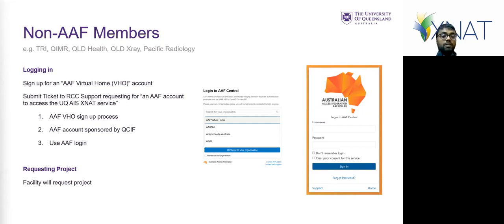And remember, when you have an AAF virtual home account, from the drop-down list, you'll have to select AAF virtual home instead of other organizations that you might be associated with. Also remember that browsers cache your AAF login. So sometimes you might have to either remove the cache or use a private window in case the center login panel doesn't come with the option to choose the virtual home. And just like before, the facility will request your project for you.